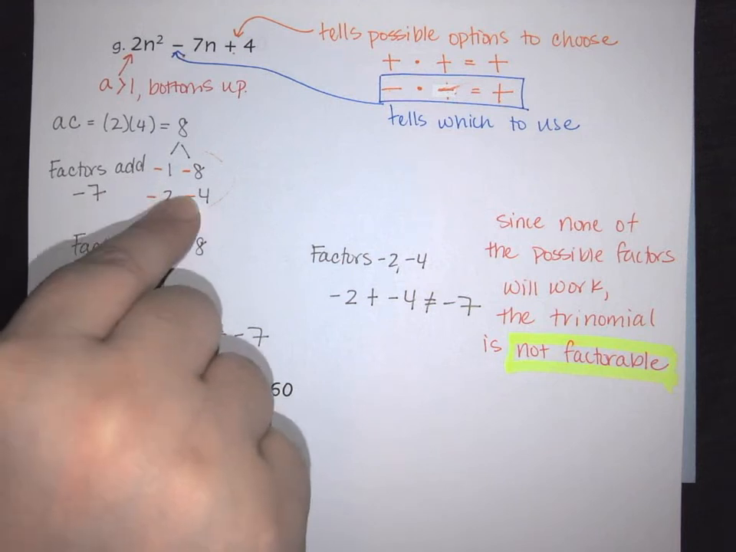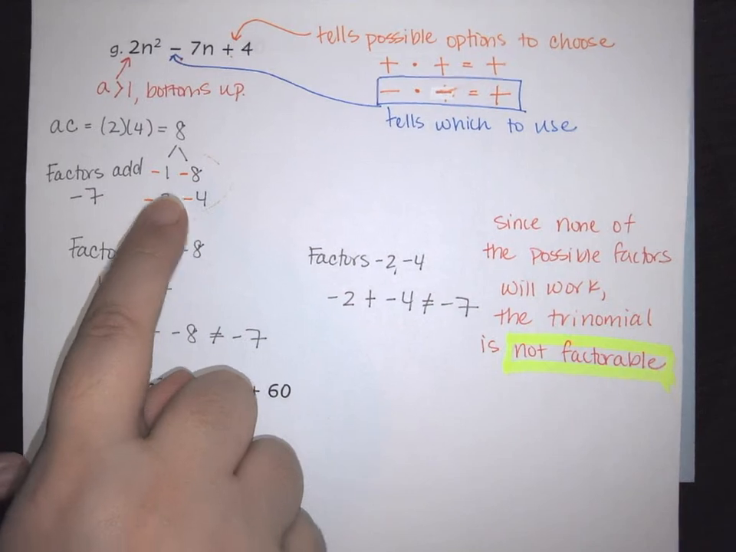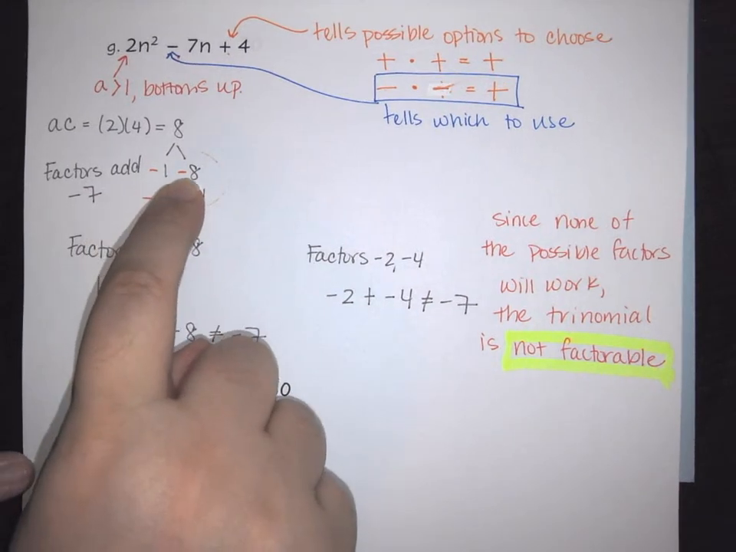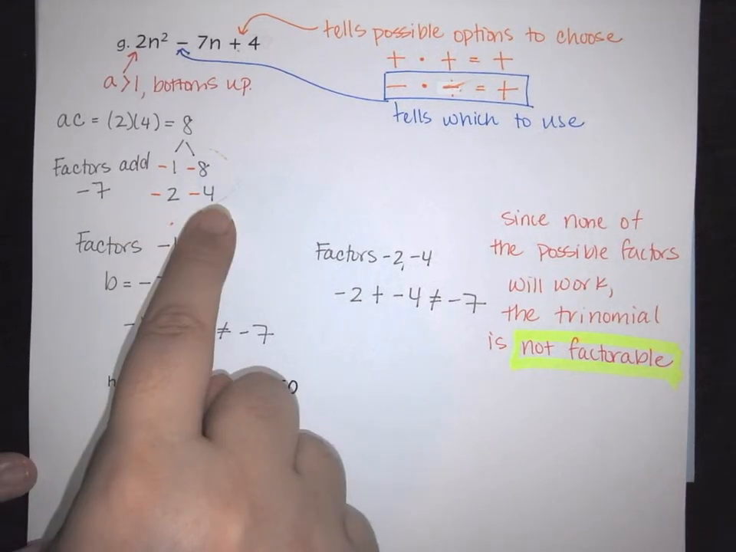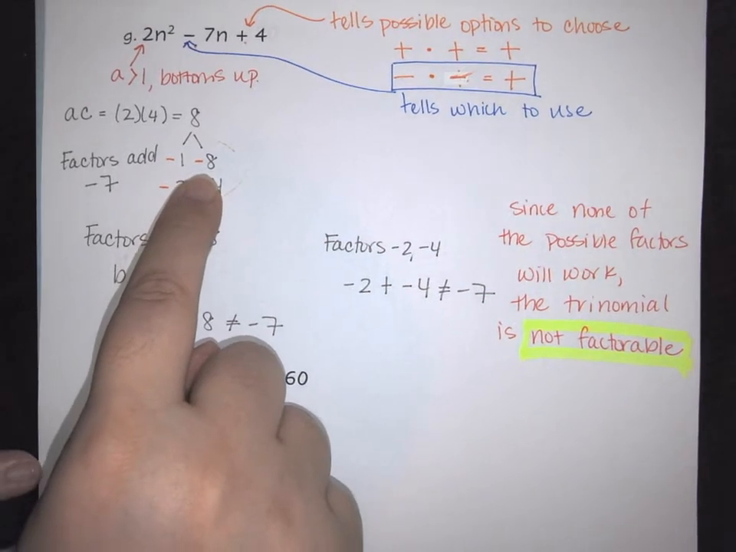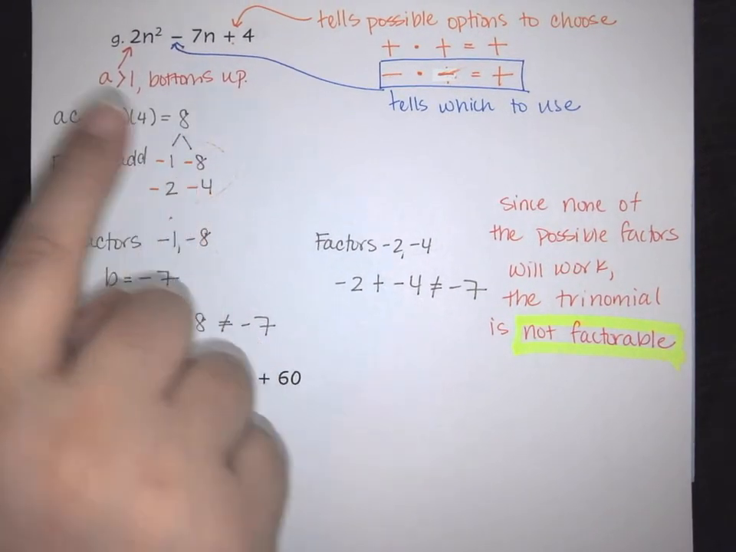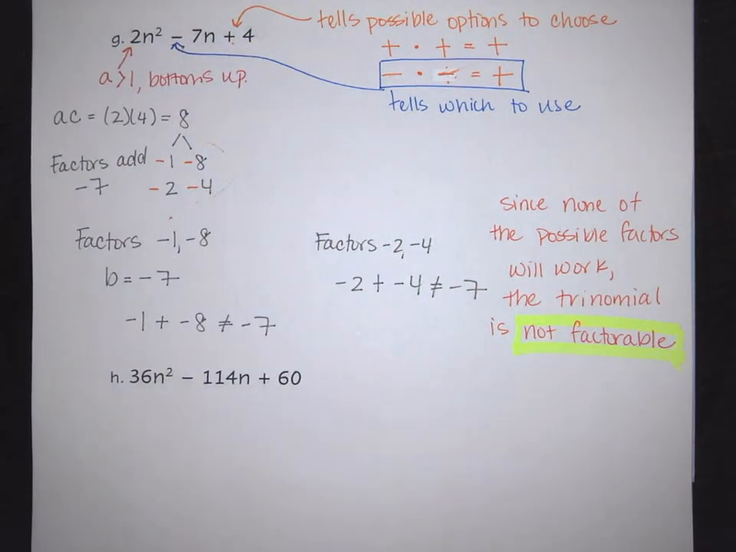When I add these factors together, I'm supposed to get -7, and in neither case does that happen. In my first case, -1 minus 8 is -9. And in my second, -2 minus 4 is -6. Since neither of these factors work, I can't factor this. Usually what that means is that if you were to solve this quadratic, you would come out with either a radical or an imaginary result. But for all intents and purposes of the factoring piece, it would be called not factorable.